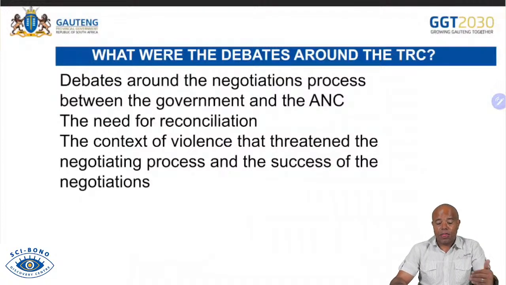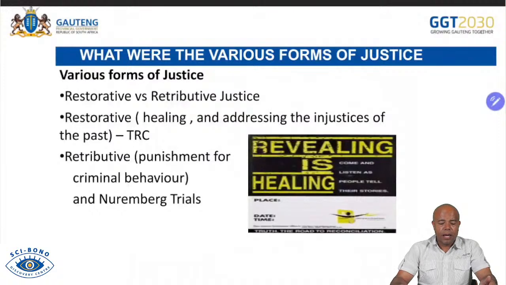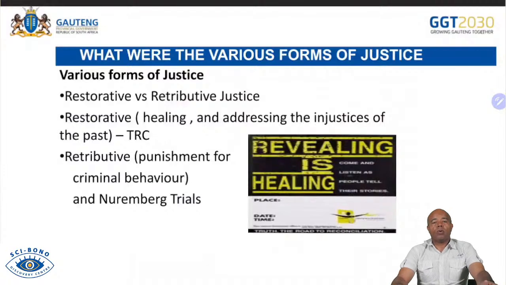And like I said, there were certain debates around it. Will it be successful or not? Because of the violence that occurred during the apartheid years, basically. And we need to understand that there were also discussions about what type of justice system must be implemented. It was between restorative justice and retributive justice.